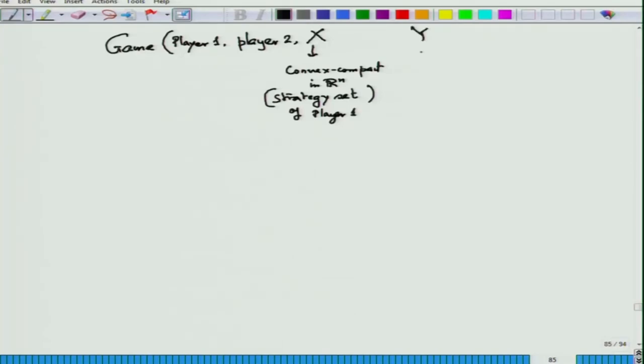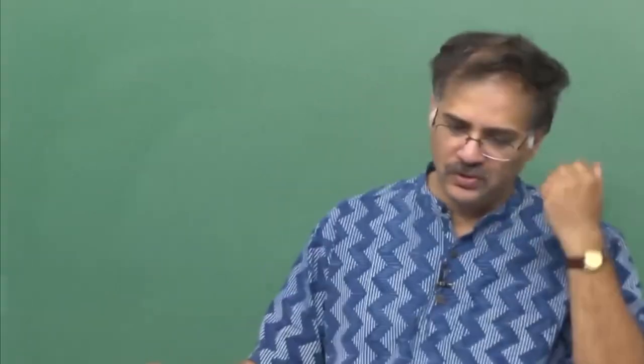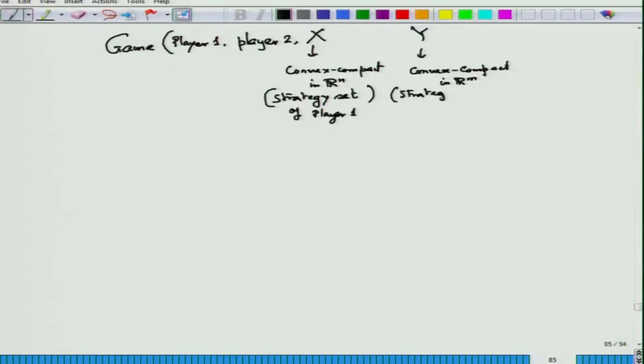Now, let Y be the strategy set of player 2 and let us assume this to be convex compact, in R^m. So, this could be mixed strategies, you know. Those who know some game theory, it could be a simplex actually, because it holds the probabilities of the moves. So, here we are doing it in a slightly abstract fashion. The strategy set of player 2.